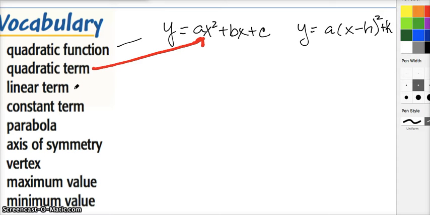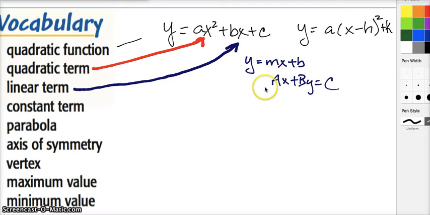The linear term, as you might expect, is the term that is just x. Now, if we go back and think about linear equations, we'll see that a linear equation generally has an x term to the first power. So we can keep that in mind when we think about the x term here, and we can call that the linear term.